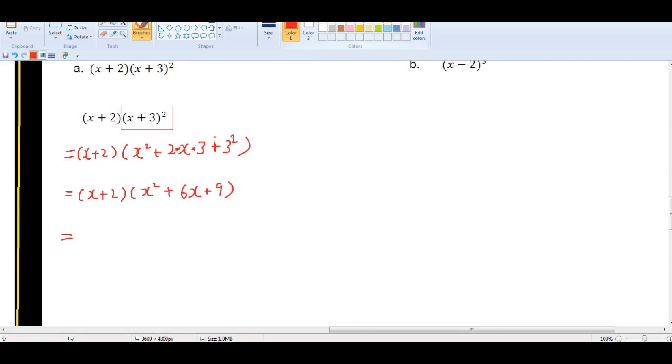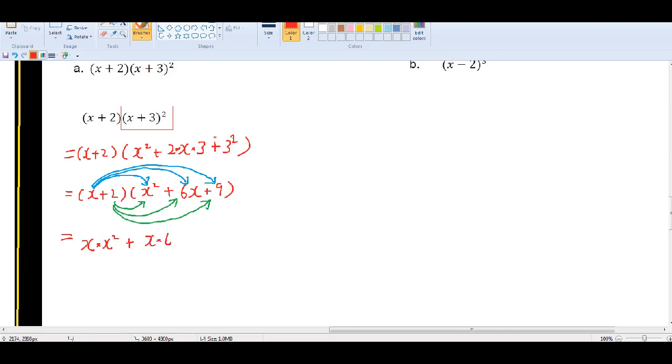But this time how could we do it? Let me remind you again: no matter whether it's binomial times trinomial or the other way around, you always make sure each term in one bracket multiplies all the terms in the other bracket. So for example, for the first term I multiply everything in the second bracket, and also I use the second term to multiply everything here. Then you will have x times x squared.